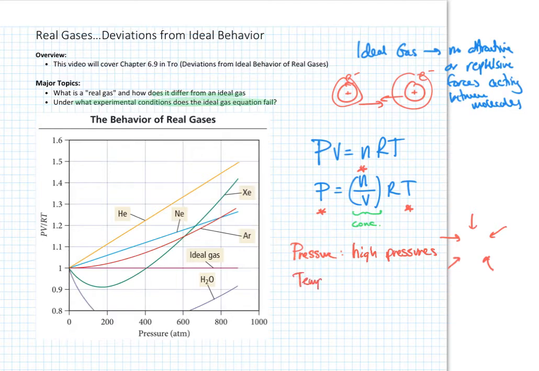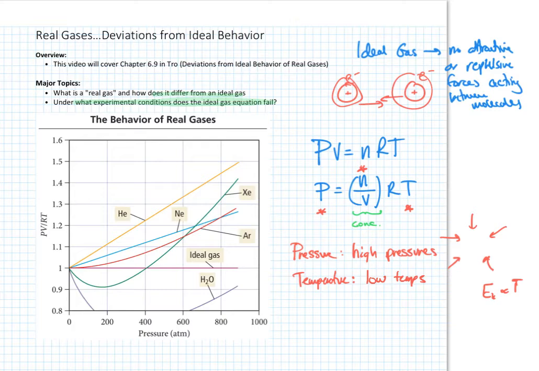What's the effect of temperature? Well, at high temperature, the kinetic energy is directly proportional to temperature. So at high temperatures, the molecules are moving faster, which means they have less time to interact with each other. So at high temperatures, the ideal gas equation works great. It's at low temperatures that we begin to deviate. What I'm writing right now are the conditions under which the ideal gas equation fails. So far we have high pressures and low temperatures.